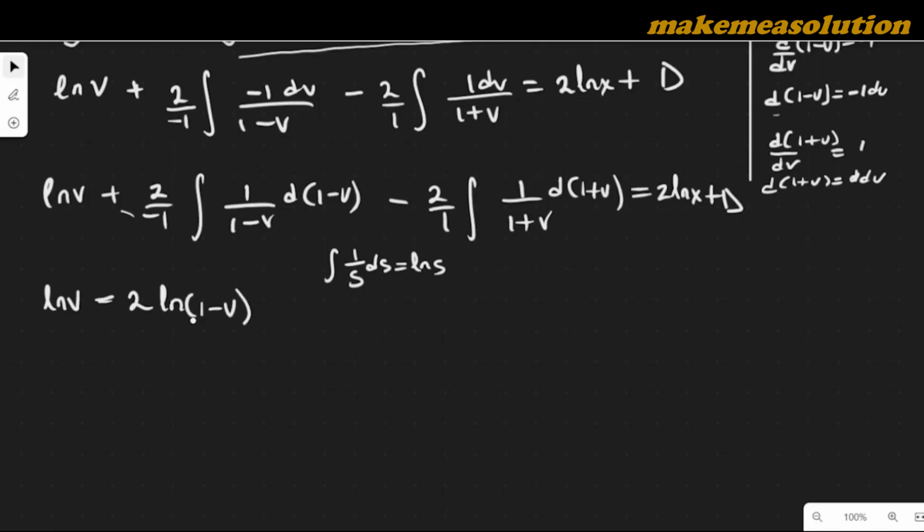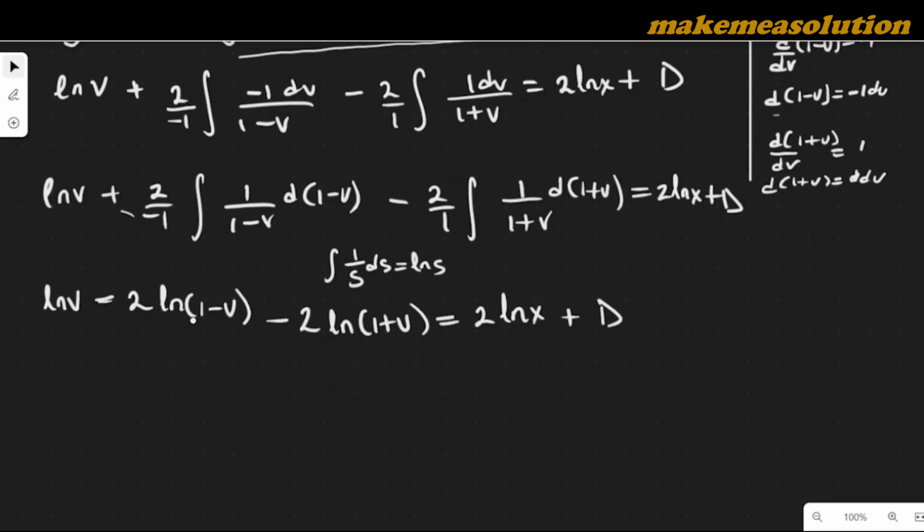and the integral of 2 over 1, minus 2 over 1 is minus 2. Then the integral of 1 over 1 plus v d(1 plus v) is actually what? That's correct, ln(1 plus v). Then we now have 2 ln x plus d. Is that okay? So at the end of the day, this is what we have.